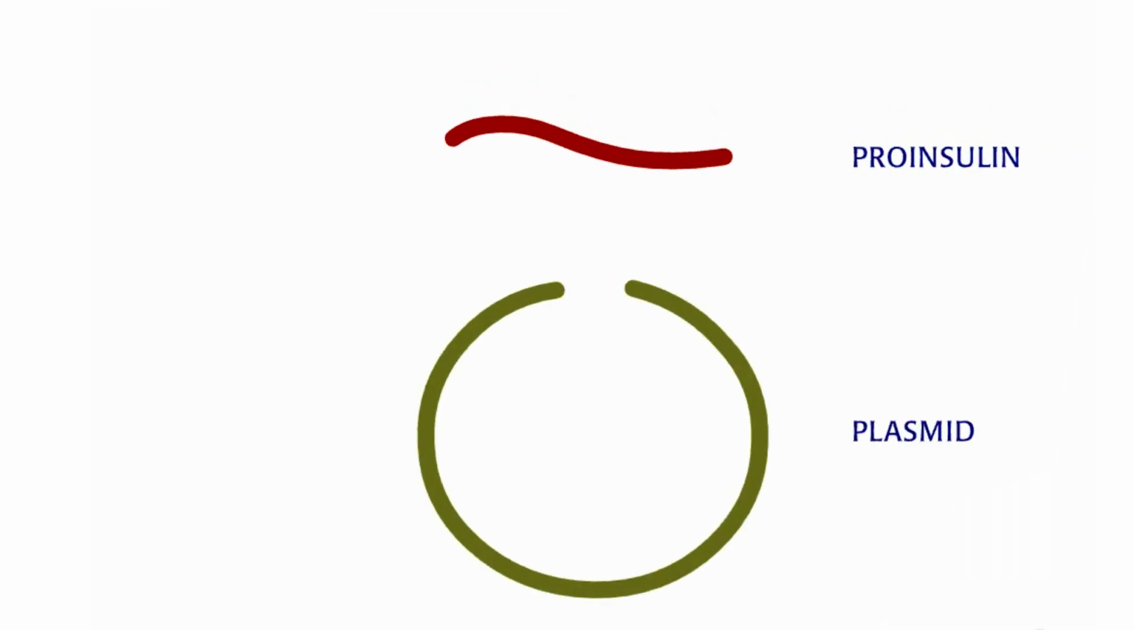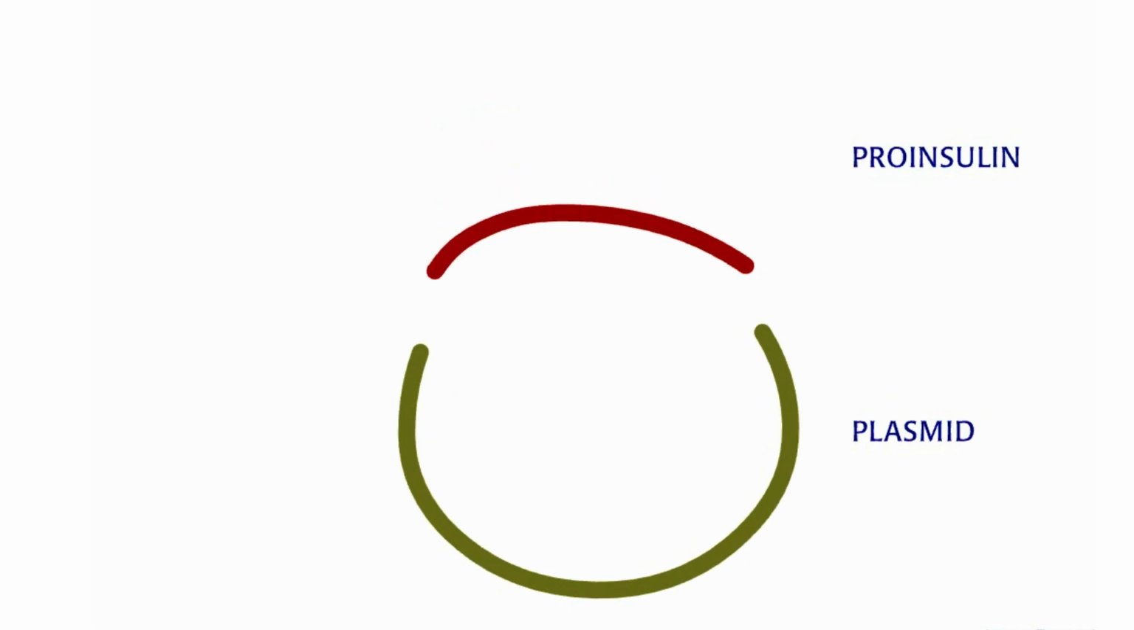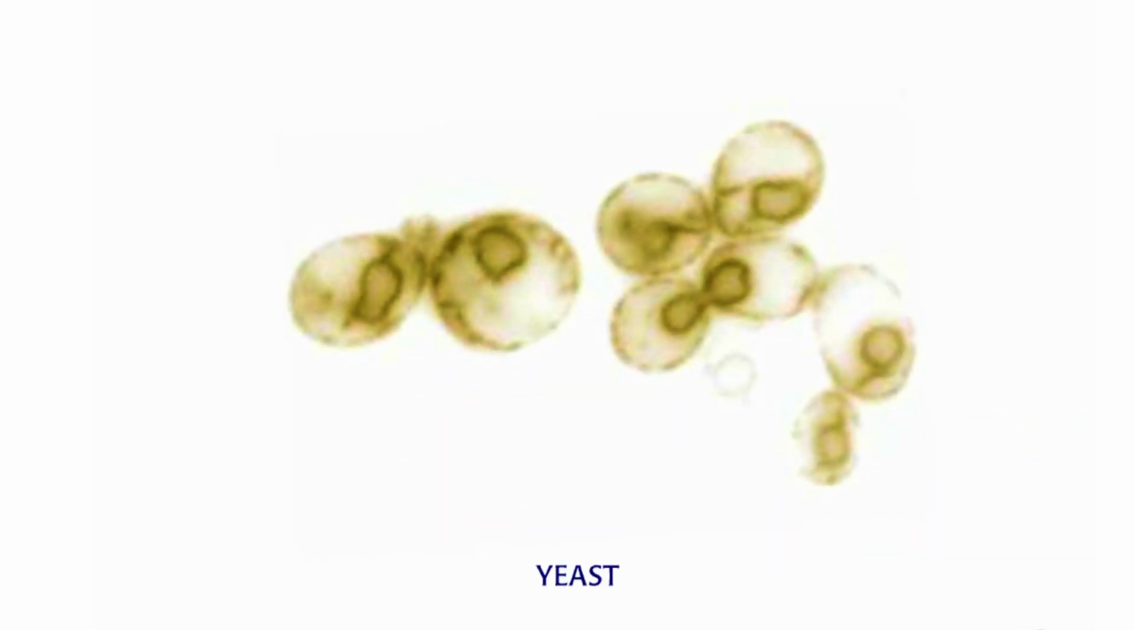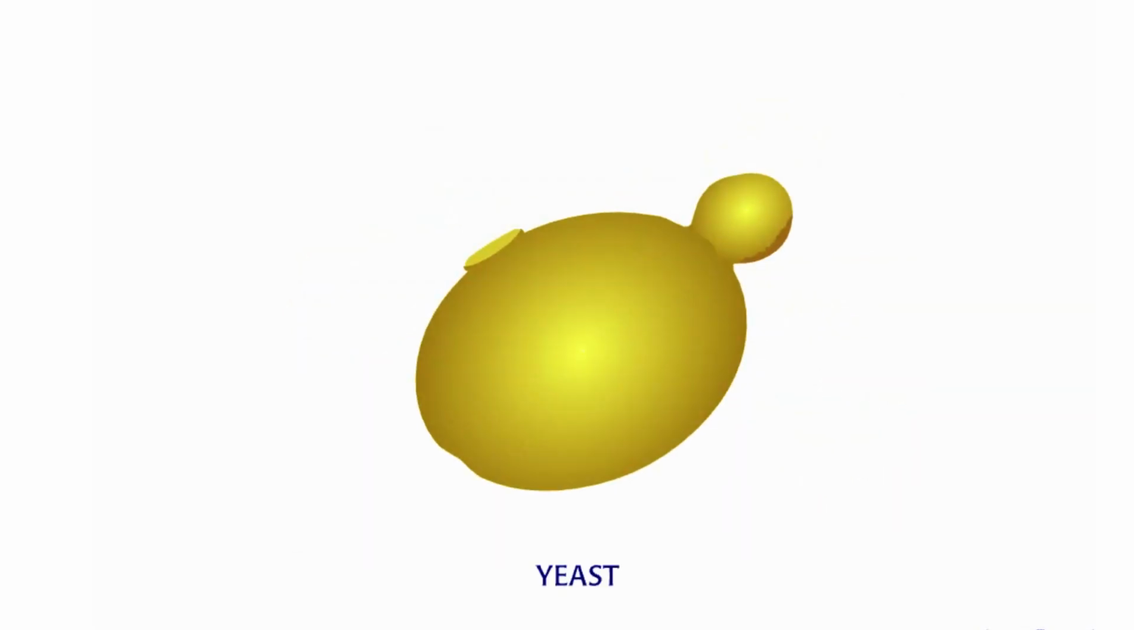The proinsulin sequence is inserted into a plasmid. The recombinant plasmid is transformed into yeast. Yeast can now make proinsulin. The proinsulin made by yeast is processed much the same way as human proinsulin.